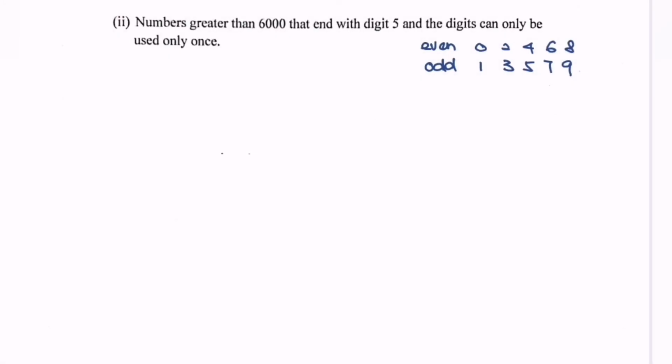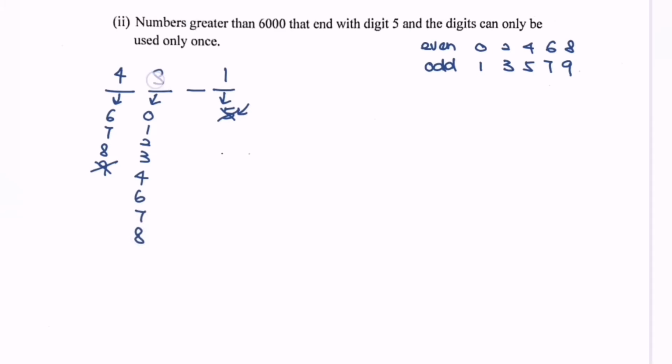Next, numbers greater than 6,000. So again we have 4 digits. They said greater than 6,000, so the first digit can be 6, 7, 8 and 9. And then they said end with the digit 5, and the digit can only be used once, which means no repetition. For this case, we have one selection at the end, which means 5 has been included. Next, for the first digit, we have 4 selections. Let's say 9 has been selected. So here we have 0, 1, 2, 3, 4, 5 has been included, 6, 7 and 8. So here we have 8 selections. Let's say 8 has been selected. We still have 0, 1, 2, 3, 4, 6 and 7, so we will have 7 selections. So we will have 8 multiplied by 4, multiplied by 7 and multiplied by 1. And we will have 224 numbers which are greater than 6,000 and end with the digit 5, where the other digits cannot be repeated.